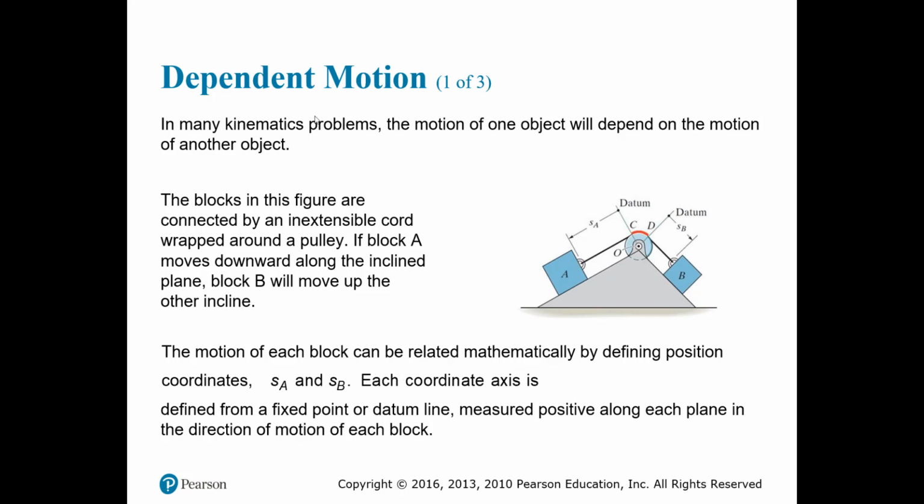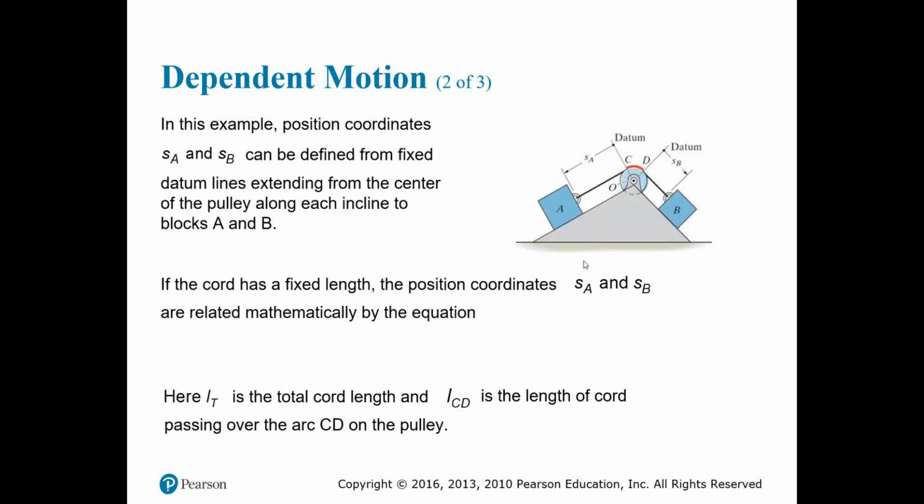In many kinematics problems, the motion of one object will depend on the motion of another object. The blocks in the figure are connected by an extensive cord wrapped along a pulley, as you can see here. If block A moves downward, then block B will move up the other incline. So the motion of each block can be related mathematically by defining position coordinates SA and SB. Each coordinate axis is defined from a fixed point or a datum line, measured positive along each plane in the direction of motion of each block.